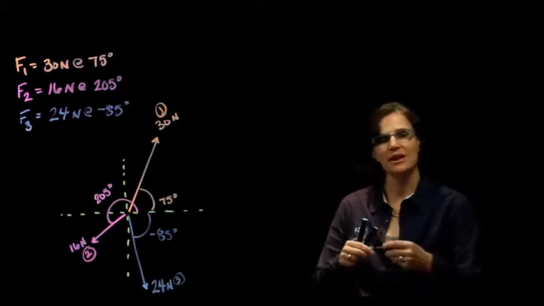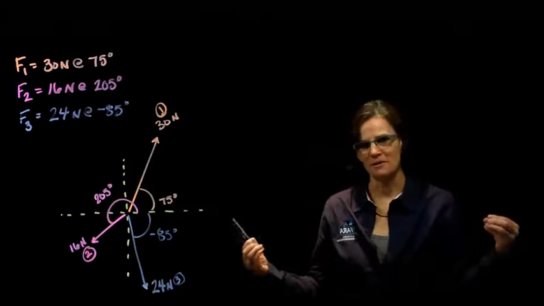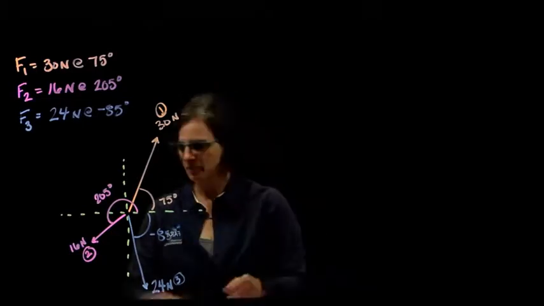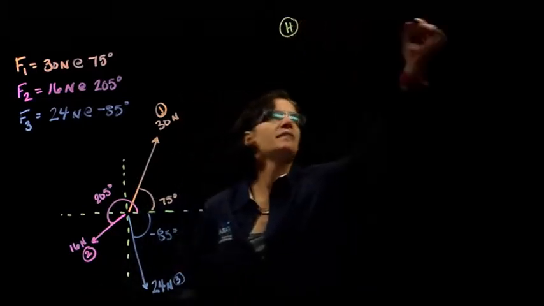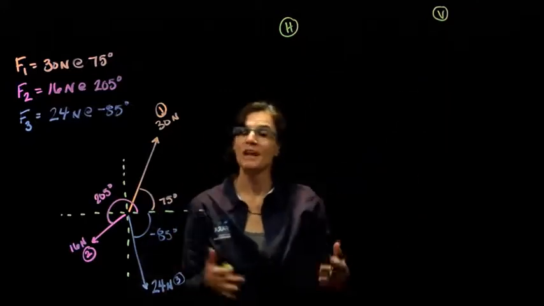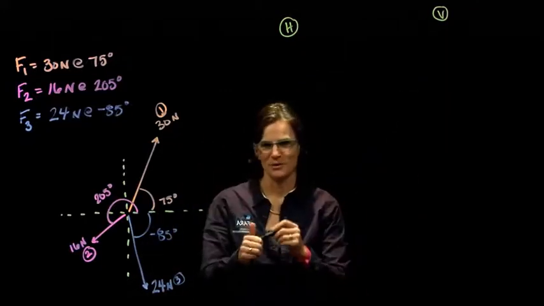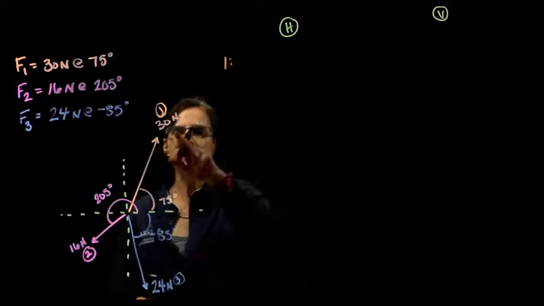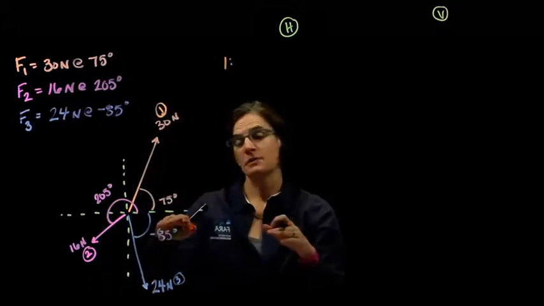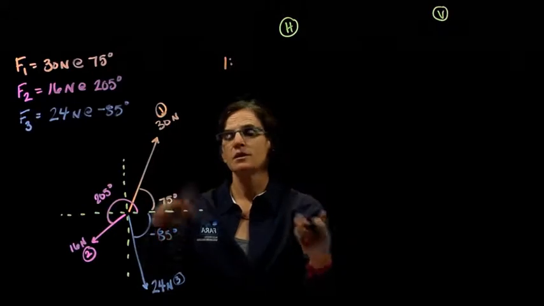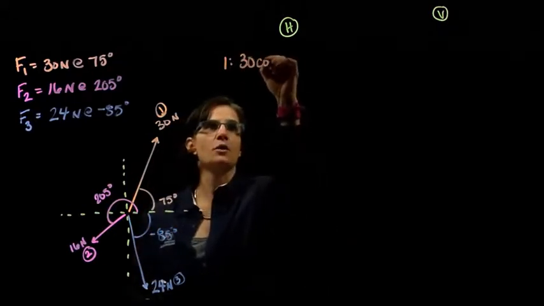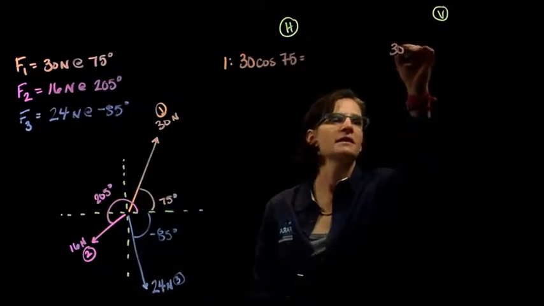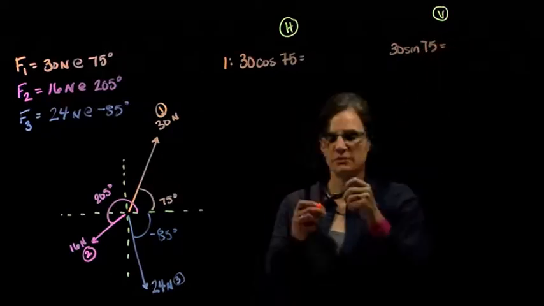In order to add them together, I have to add them as vectors, which means I have to pull apart their components, add the components together, and then put them back together. So we will look at both the horizontal and the vertical components for each of these forces so that I can add the horizontal components together, add the vertical components together, just like we've practiced adding vectors. So force number 1, it's at 75 degrees with respect to the horizontal positive axis. So it's 30 times the cosine of 75 degrees will give me my horizontal component, and 30 times the sine of 75 degrees will give me my vertical component.